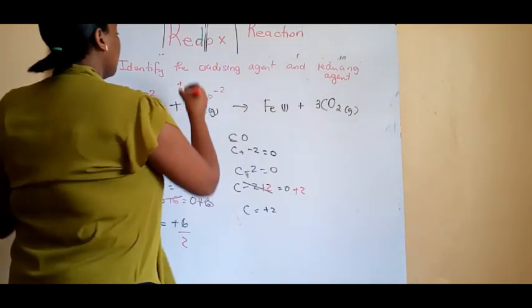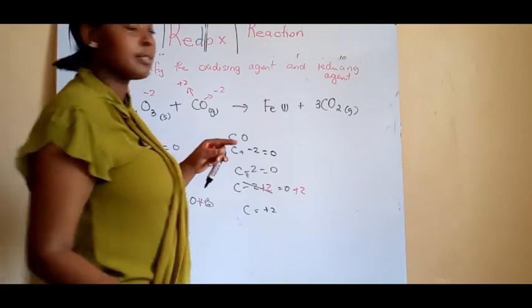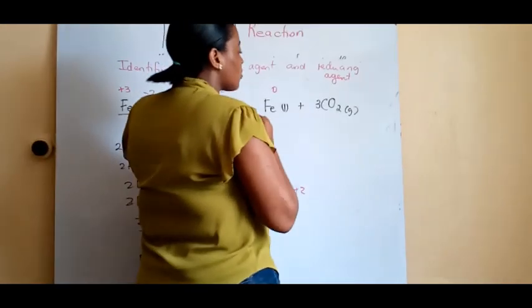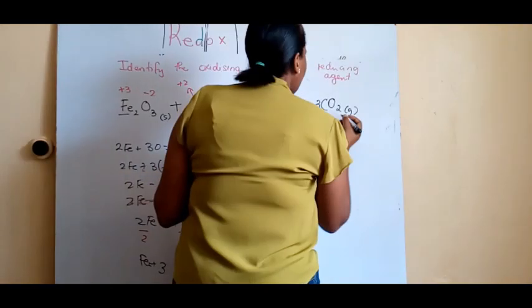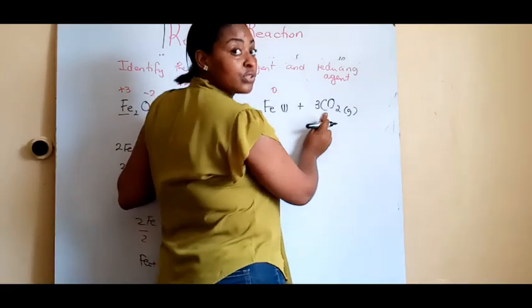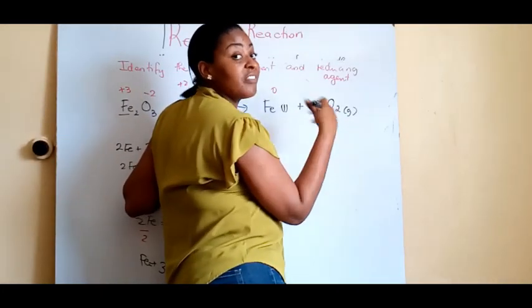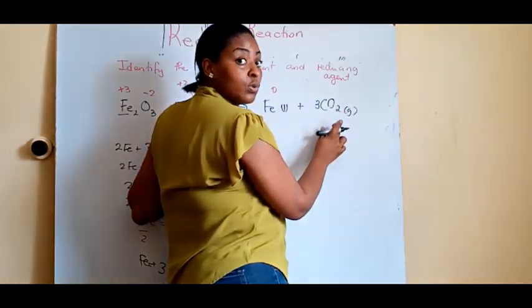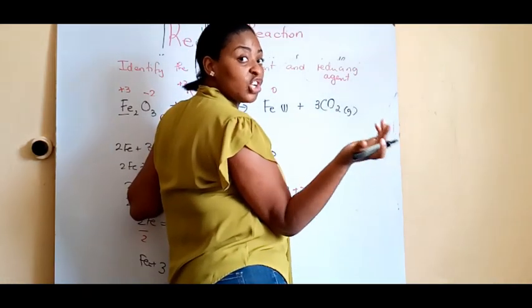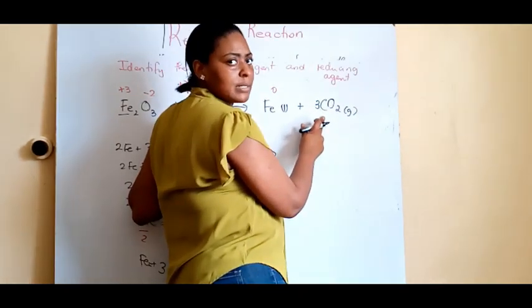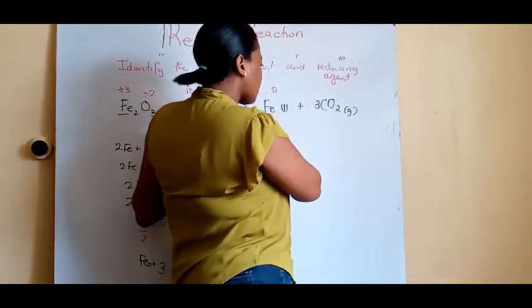In this scenario, iron is in its elementary state, so the oxidation number of iron is 0. The oxidation number of carbon in this compound, I'm going to do a shortcut. So in this compound, we have CO2, and the sum of all the oxidation numbers is going to be equal to 0. So if I have 2 oxygens, that is equal to -4. So carbon must be +4 in order to cancel that out.